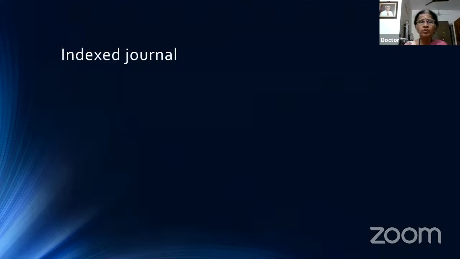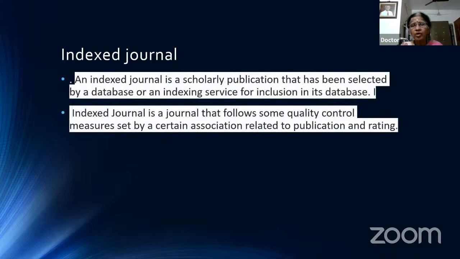The next thing we move on to is the indexed journal. So these are two things: you have to publish in a journal which has a high impact factor, and you also have to publish in an indexed journal. What do we mean by an indexed journal? An indexed journal is a scholarly publication that has been selected by a database or an indexing service for inclusion in its database. Supposing our Journal of Jogi, for a long time it was not indexed. Only recently it has become an indexed journal. It was just a journal, but to become more important, they're trying to make it an indexed journal.